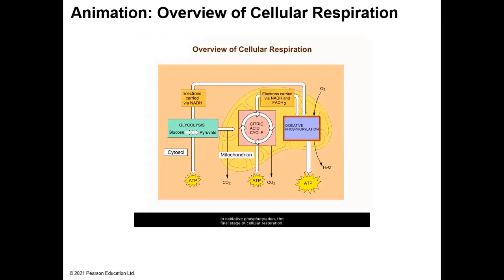In oxidative phosphorylation, the final stage of cellular respiration, the NADH and FADH2 molecules produced in glycolysis and the citric acid cycle donate their electrons to the electron transport chain. Electrons move down the chain to the end, where oxygen exerts a strong pull on the electrons. Oxygen, electrons, and hydrogen ions combine, forming water. The electron transport chain converts the chemical energy from moving electrons to a form of energy that can be used to drive oxidative phosphorylation, which produces most of the ATP generated by cellular respiration.